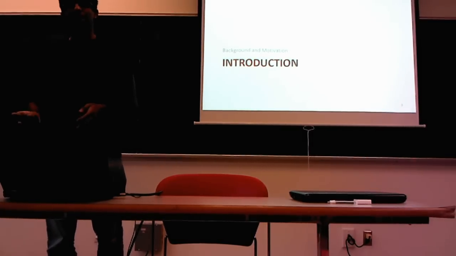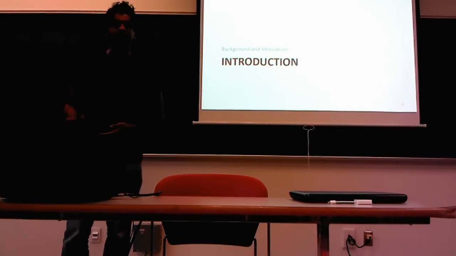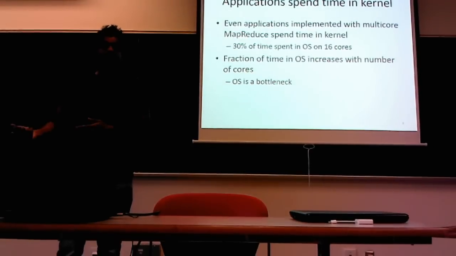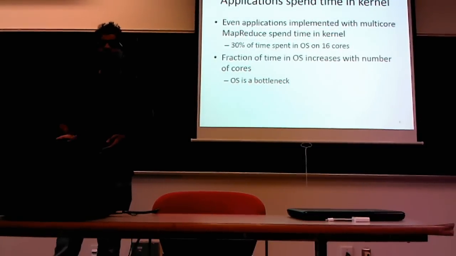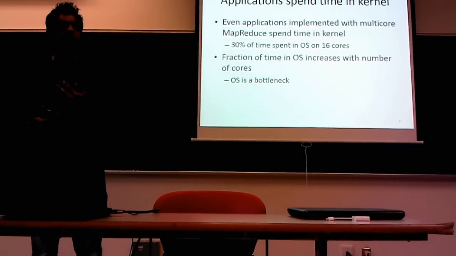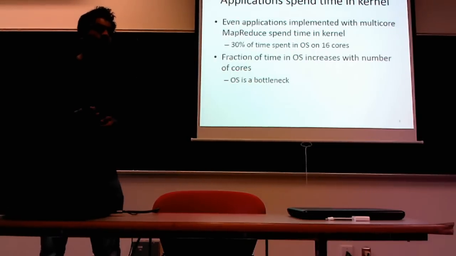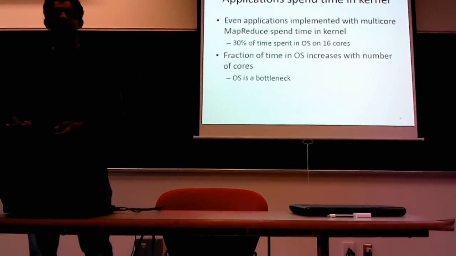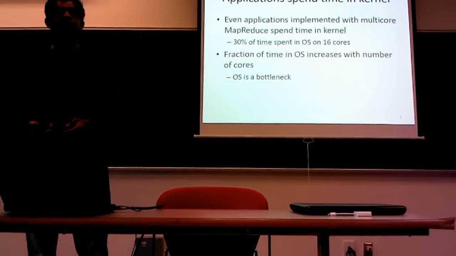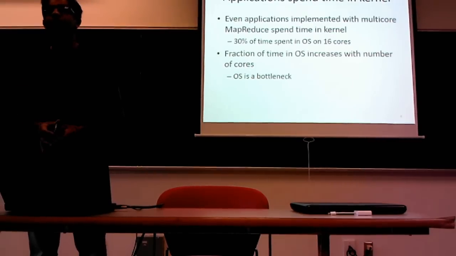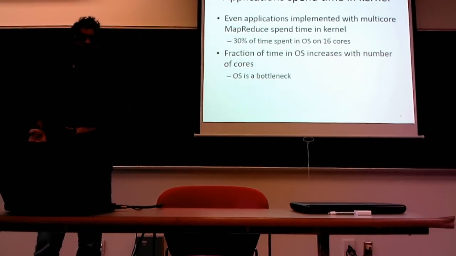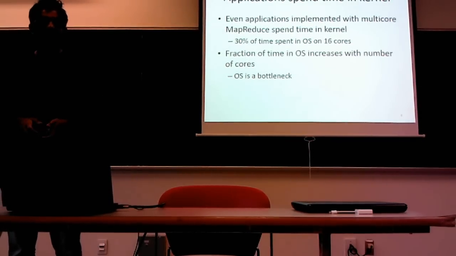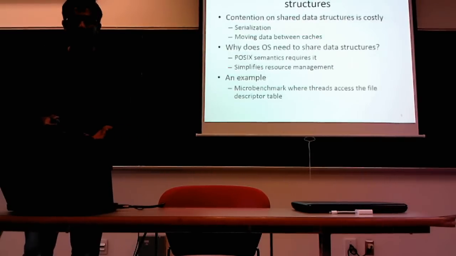Now let's look at some background and motivation as to why we need to do what we're doing. We have observed through many experiments that applications spend a lot of time in kernel space executing operating system code. For example, MapReduce, which was rewritten for multi-core systems, spent 30% of its time running operating system code on a 16-core machine. This is quite a lot, and this time increases as the number of cores in the system increases. This is a big problem that needs to be solved.